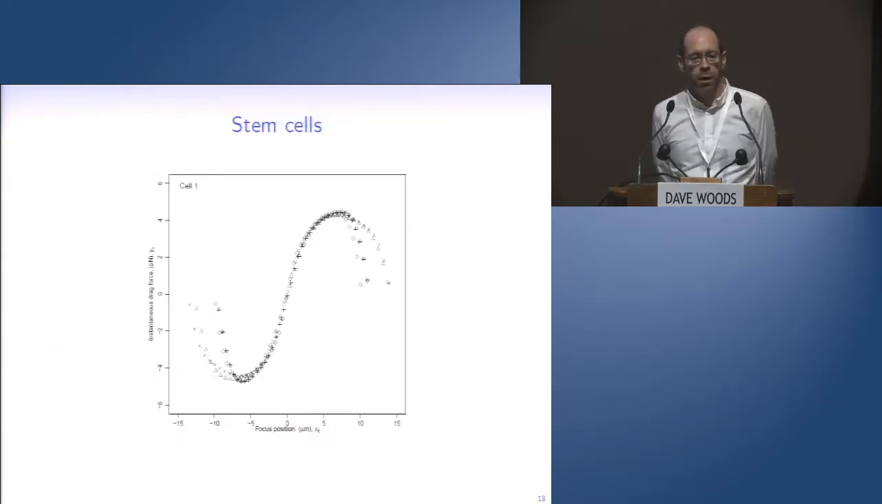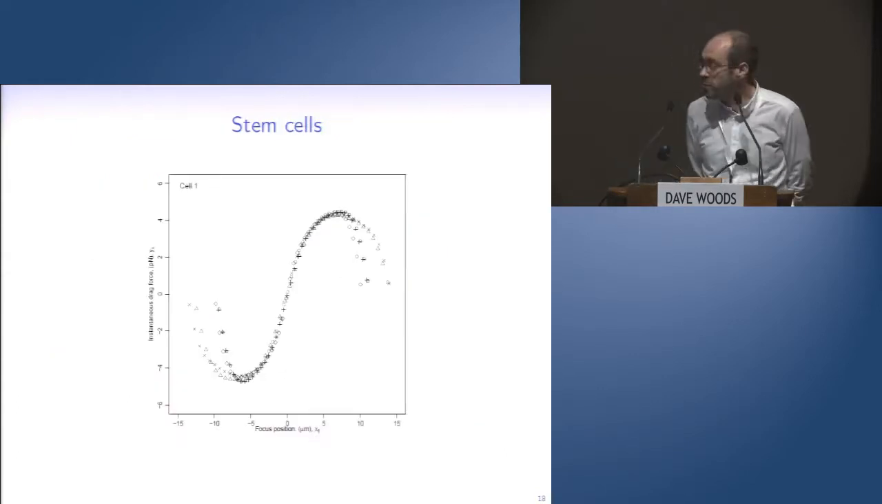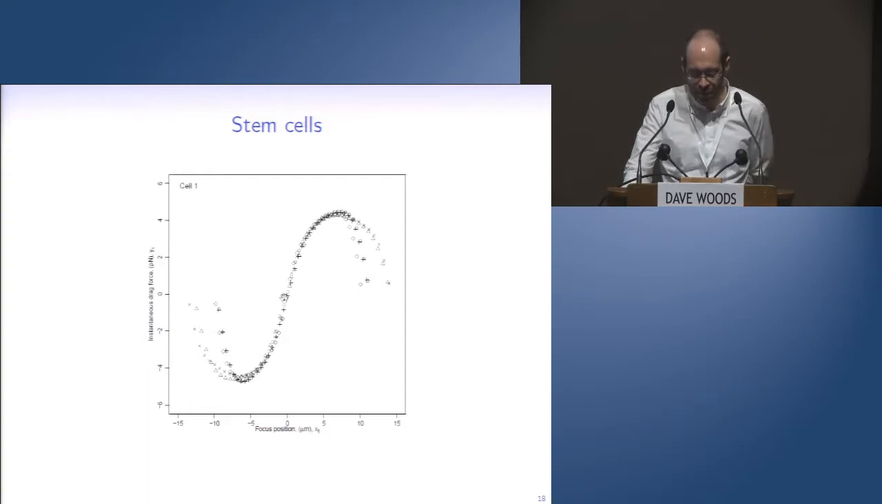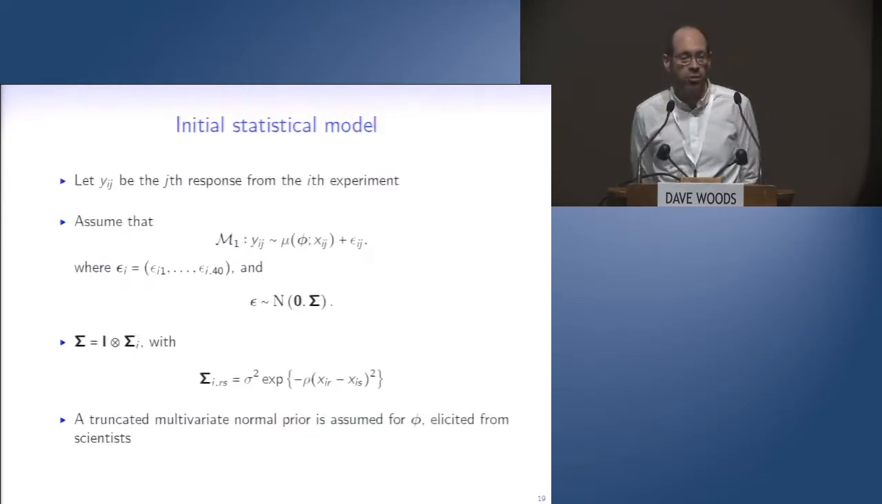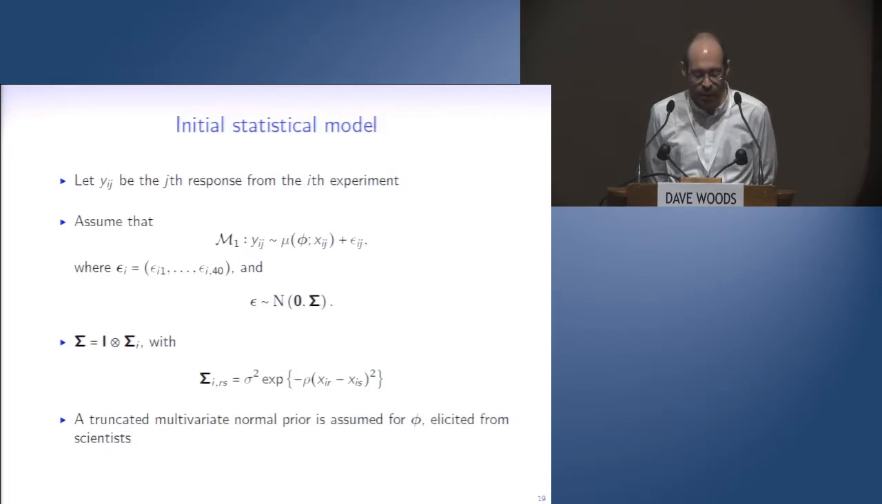So let's go back to our stem cell example. Here's a reminder of our data. We have our laser focus position, and we have our drag force. We're going to fit a model to each cell to try and estimate the physical properties of each cell. So Yij will be the jth response from the ith experiment on a particular cell, and our initial model just assumes that Yij is modeled by the simulator plus a random error term.